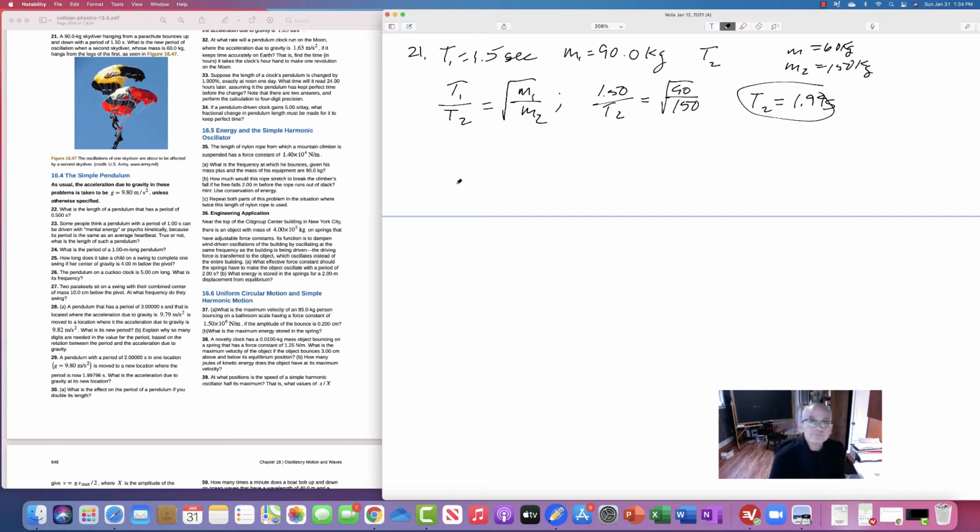Okie doke. The next one is problem number 22. Now with problem number 22, we move into a new set of problems. And the key equation, the new equation that's introduced here, is the period is equal to 2 pi, but instead of m over k, it's now L over g, where g is gravity, and as it says here, it's 9.80 meters per second squared.